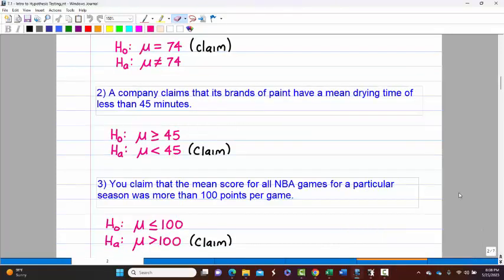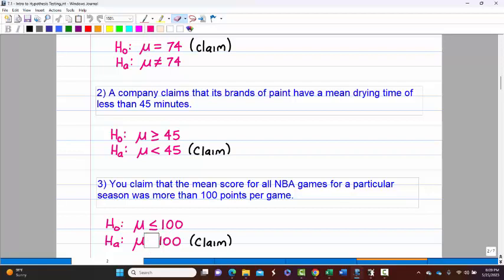Third one, you claim that the mean score for all NBA games for a particular season was more than 100 points per game. Okay. More than, that's your key phrase right here. More than means greater than, and it doesn't have an equal. So more than, greater than would have to be the alternative, the Ha, and it automatically pairs up with a Ho of less than or equal to.